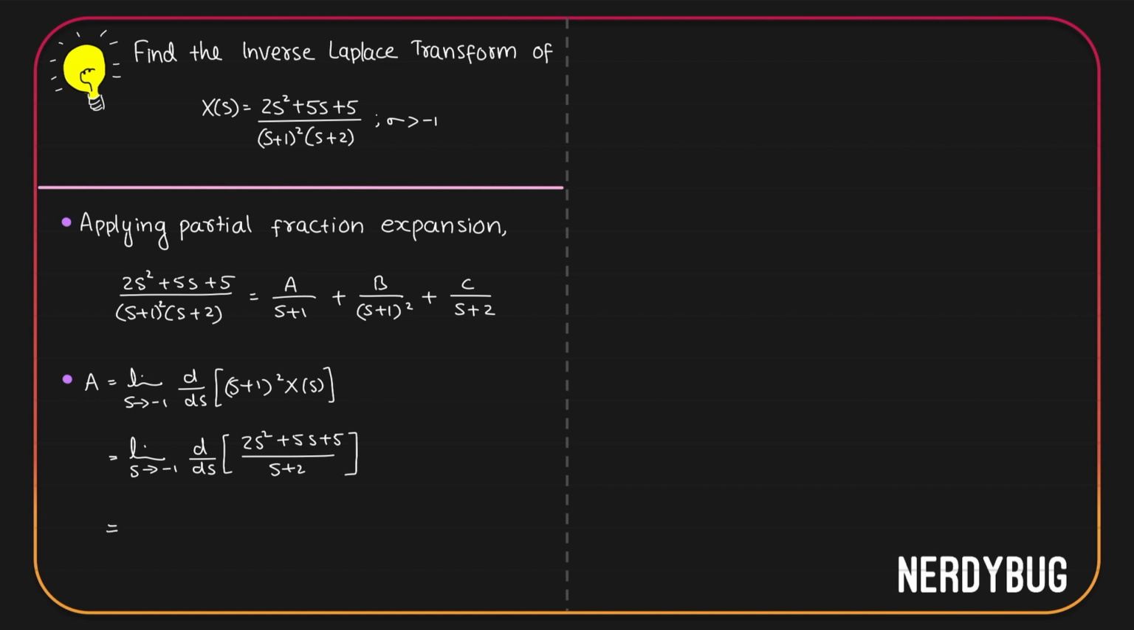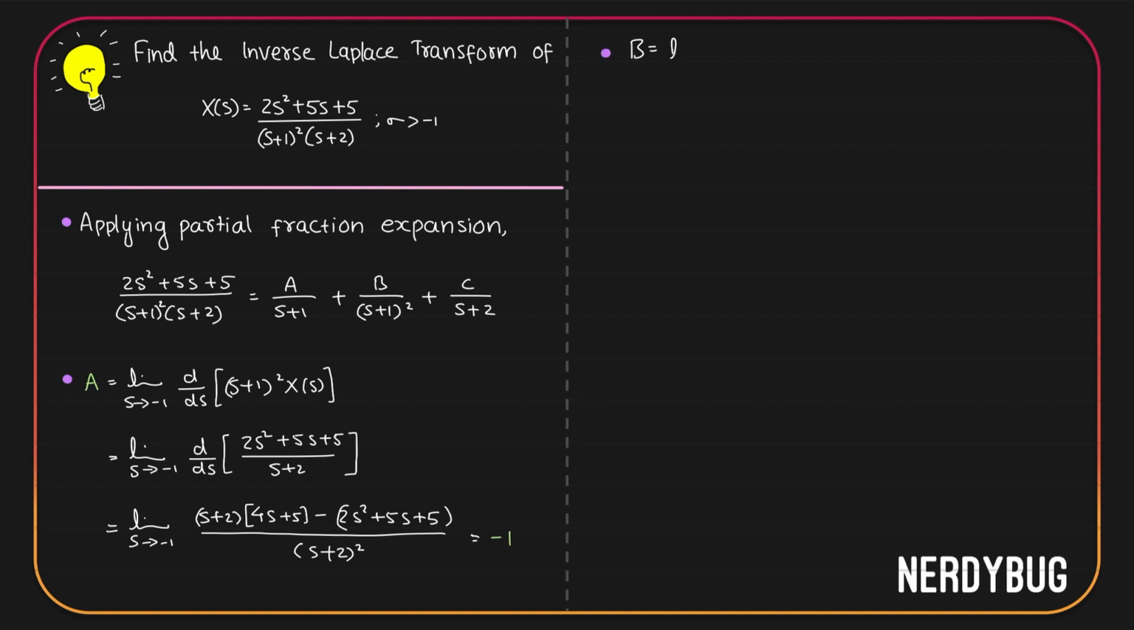Taking the derivative, we get the limit as s tends to -1 of [(s + 2) multiplied by the derivative of the numerator, that is 4s + 5, minus (2s² + 5s + 5) multiplied by the derivative of the denominator, which is 1] divided by the square of the denominator, (s + 2)². Now we give the value -1 to s. If you do that, you will get -1. So A is -1.